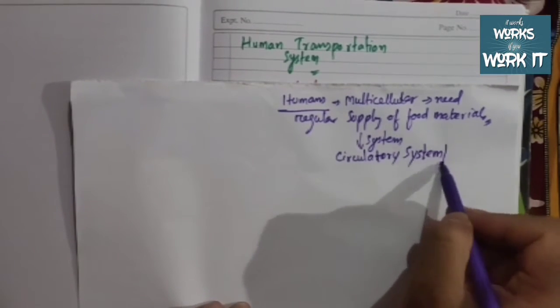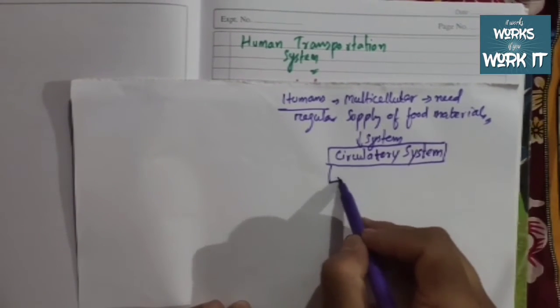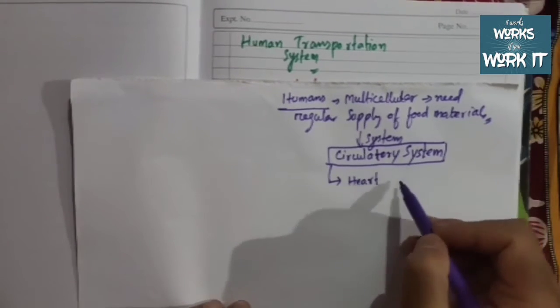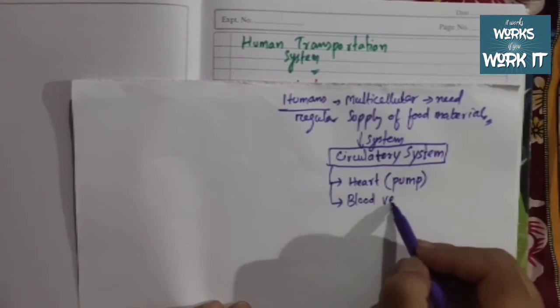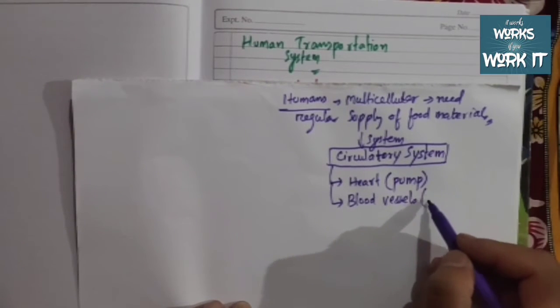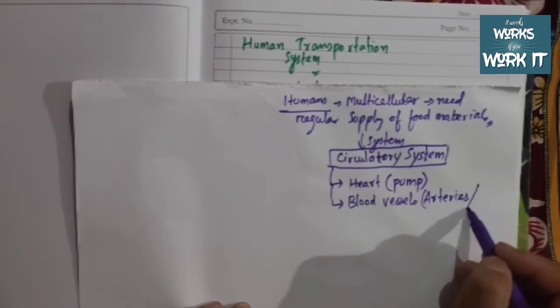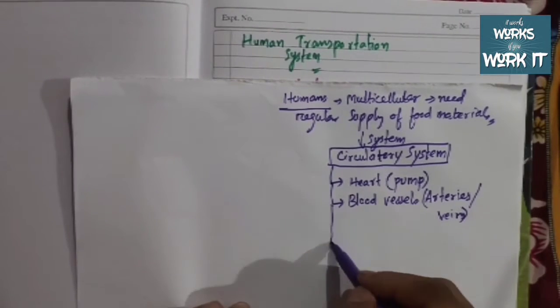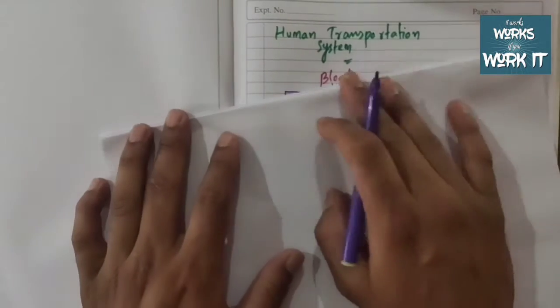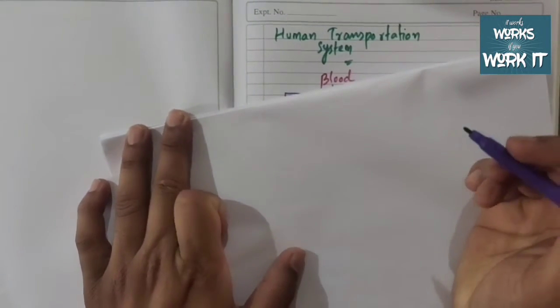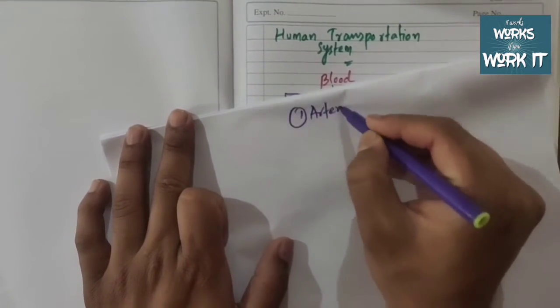This system contains several components. The first one is the heart, also called the pumping organ. Second is the blood vessels, which include arteries and veins. The third one is the blood and lymph. About blood we have already discussed. Now we will see some of the important components of the heart.